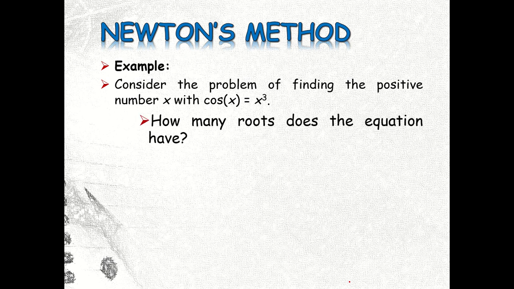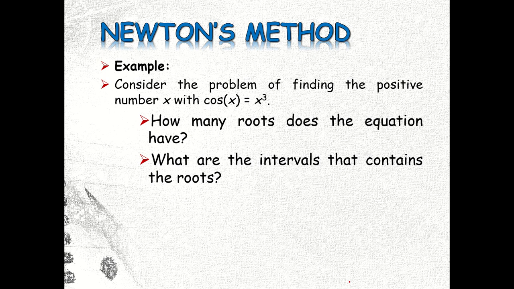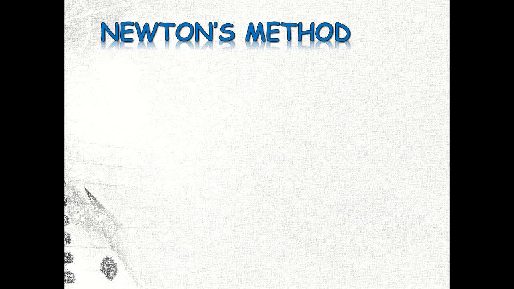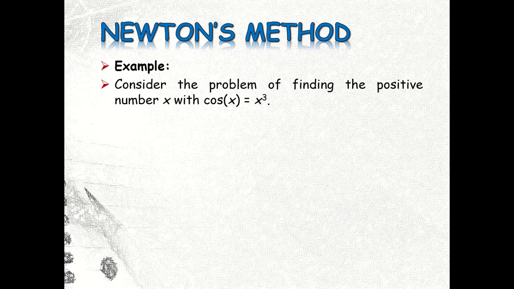So same question: how many roots does the equation have? What are the intervals that contain the roots? And you have to solve for the roots using Newton's method with error of less than 0.0001. Sometimes, class, the specified error tolerance is given in percentage. When you convert this into percentage, this will be 0.001%. All right, and then you need to graph the function showing your roots. Where are your roots located? Okay, so solving that problem.